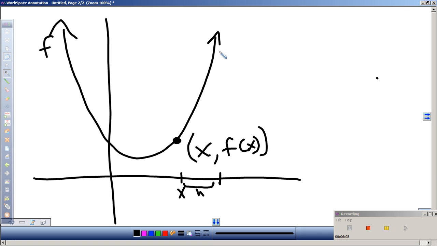So I'm going to go up to my line, which would be somewhere up here. What would the coordinates at this point be? Okay, x plus h is my x coordinate, right? Because that's what I plugged in, that's what's down here. What is my y coordinate going to be? Yeah, f of x plus h.